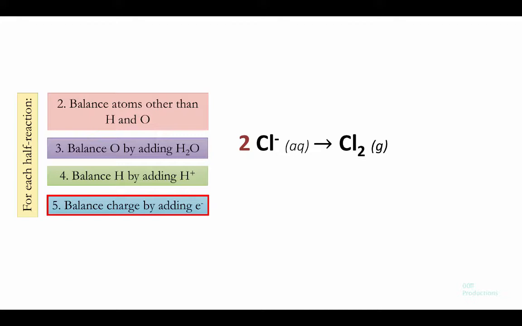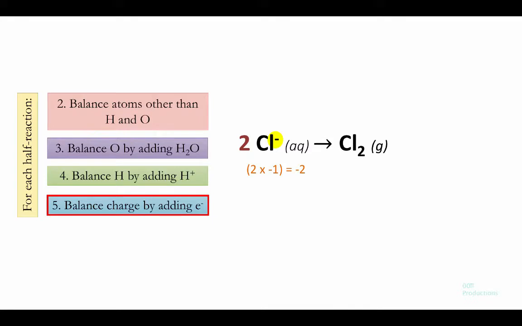This takes into account the fact that a redox reaction has electron transfer going on. So let's look at the charge on both sides of this reaction. The chloride ion, as you can see here, has a negative charge. So the total charge on this side of the reaction is -2.